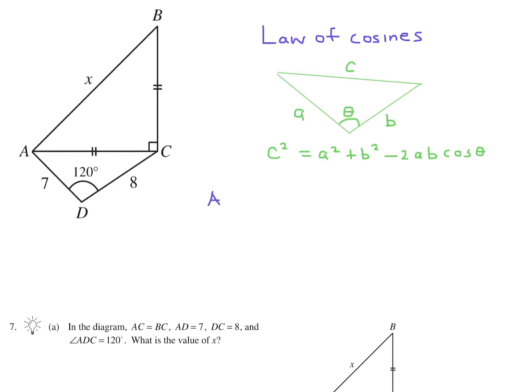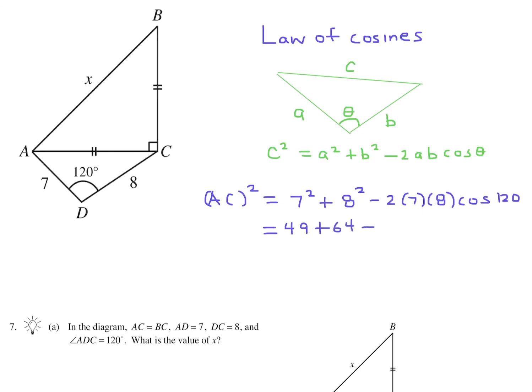So that means AC all squared is equal to a squared. In this case, that's 7. B squared is equal to 8 squared minus 2 times 7 times 8. And the cos, they give you the angle, is 120, right? So now you just crunch out the numbers here. 49 plus 64 minus, let's see, 112. And then cos of 120 is a negative a half.